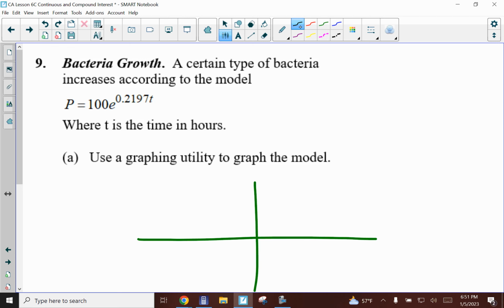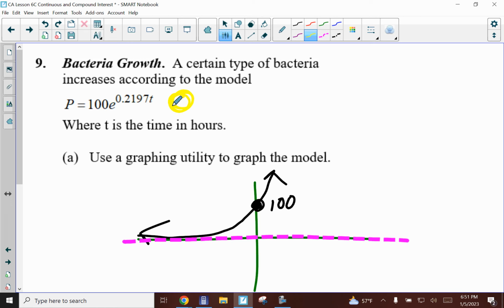So I would start off flat. I would go like this and hit right here. And then I would show everyone that that right there is 100. And not to mention, I would also probably add the asymptote. Remember, again, your asymptote is because the k value right here is 0.